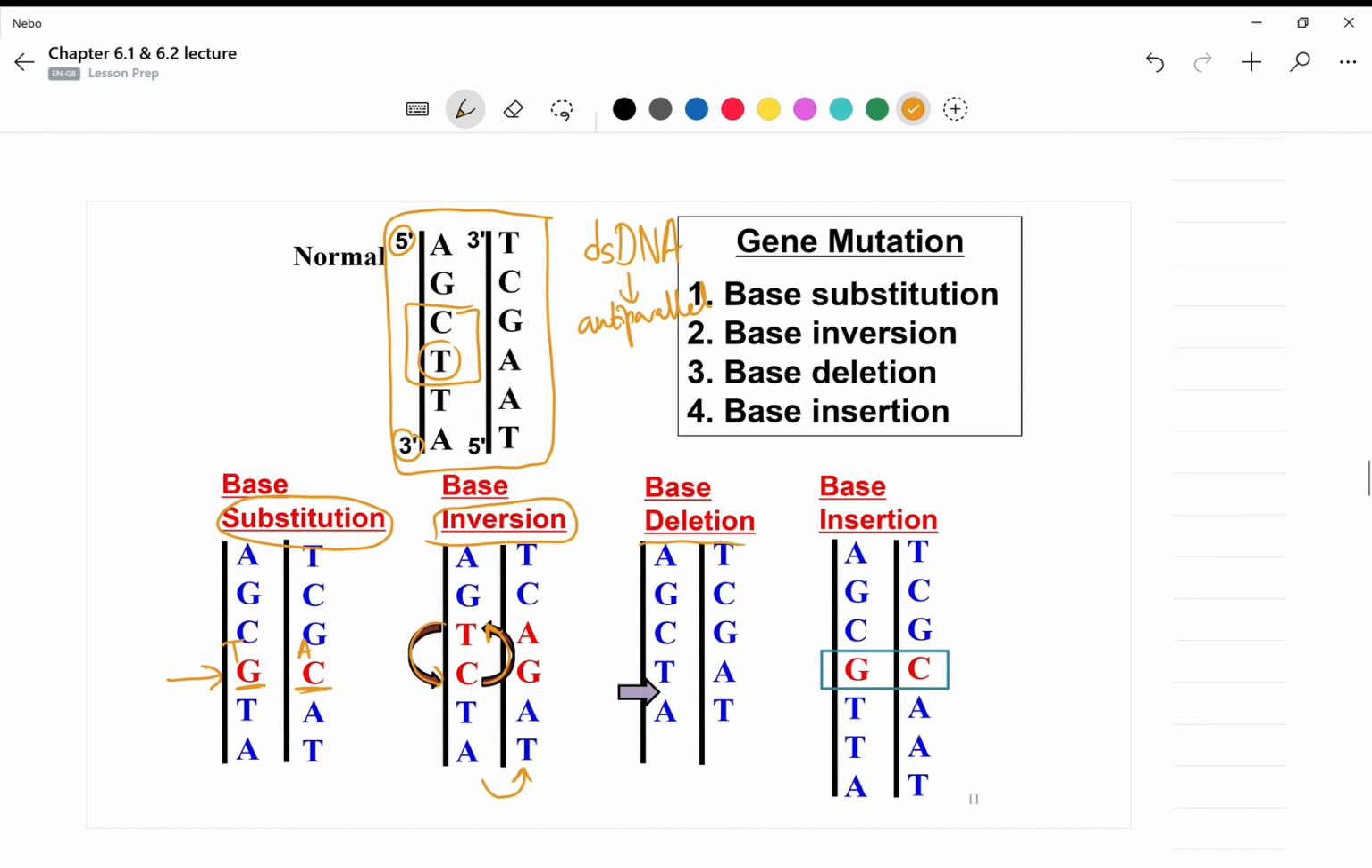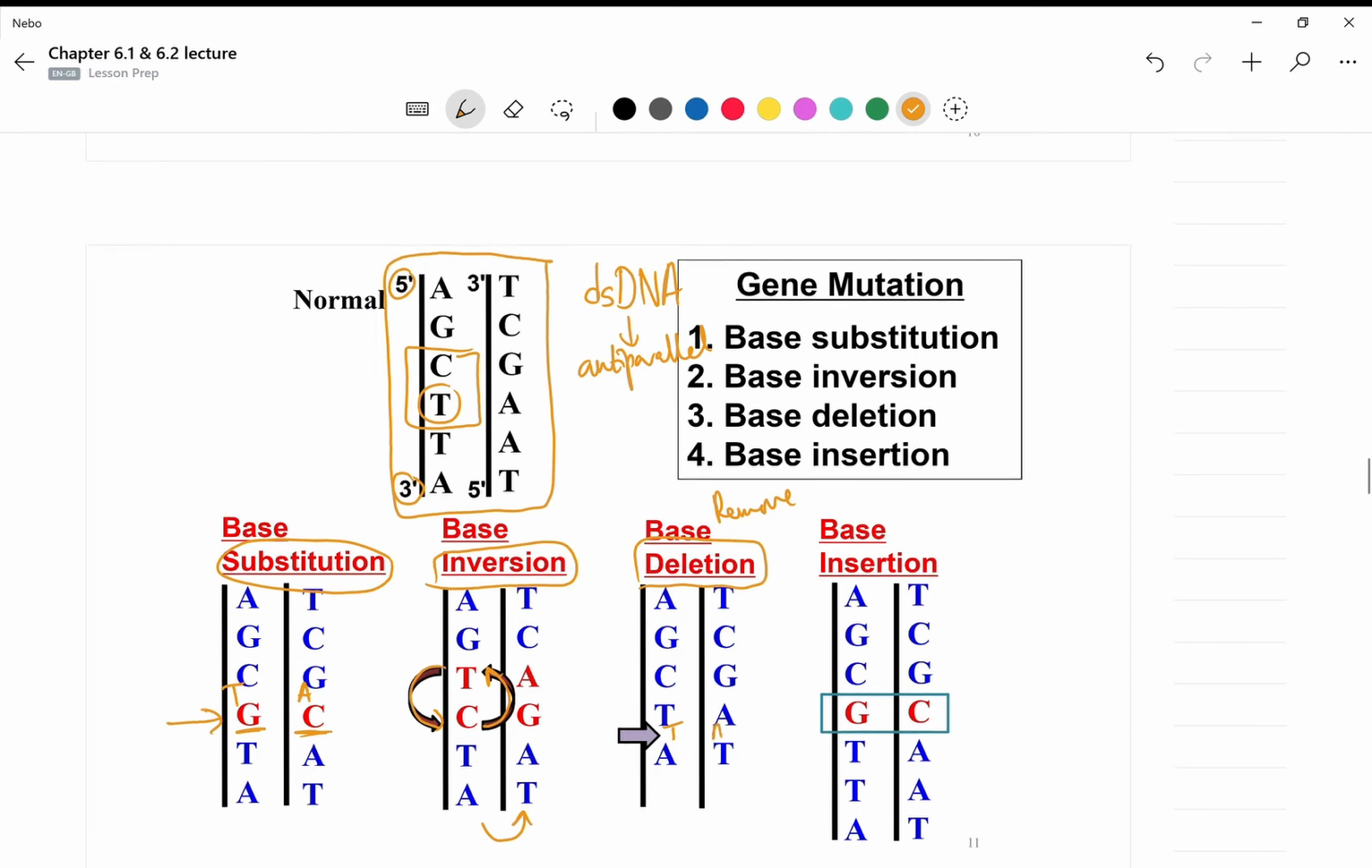Okay, yang seterusnya kita ada base deletion. So base deletion, as the name suggests, meaning we just remove a pair of DNA base. So we were supposed to have AGCTTA. So we already removed the T. And obviously on the other strand, on the opposite strand, the A is also removed.